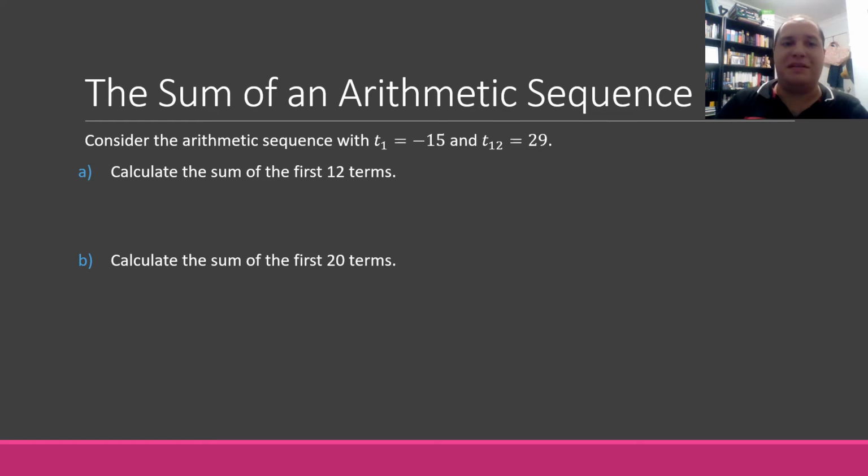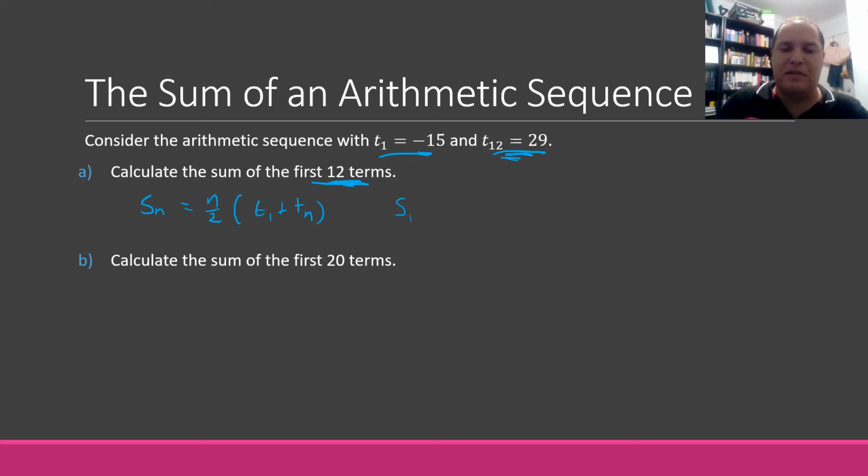All right, so let's do some examples. So we're going to consider an arithmetic sequence with a first term of, sorry, first term of negative 15 and a 12th term of 29. Now we want to calculate the sum of the first 12 terms. Now notice here, if we want to find the sum of the first 12 terms, we're told what the 12th term is. So it makes sense to use our first formula, T1 plus Tn, because we know what the first and last terms of our sequence are, because we just want the first 12 terms, and we know what the 12th term is.